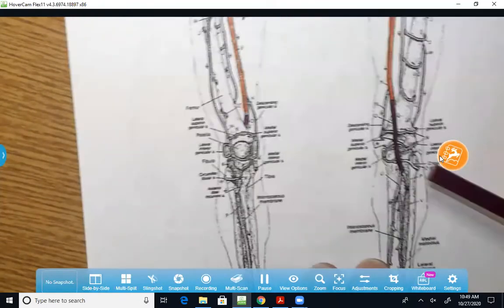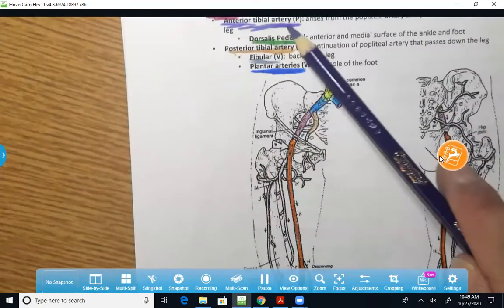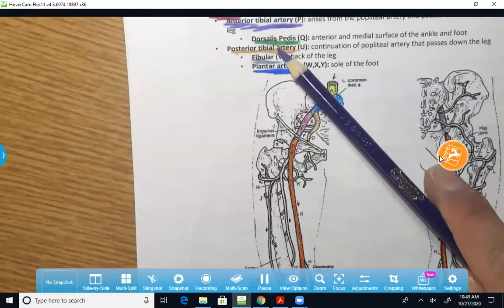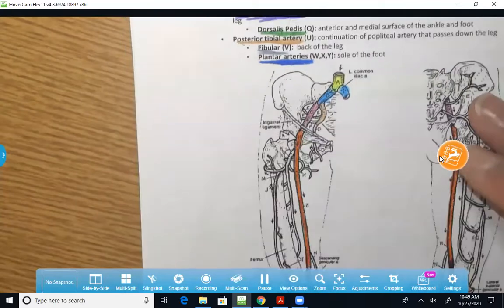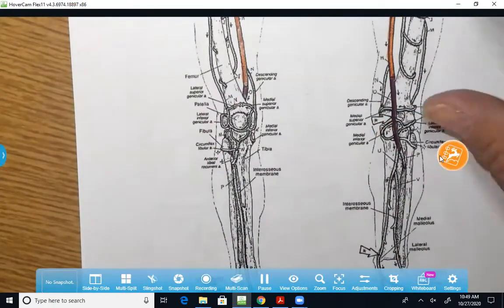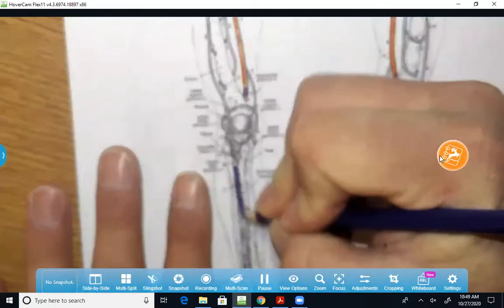The popliteal artery comes to a point where it forks. One of those forks is an anterior tibial artery. One of them is a posterior tibial artery. Guess which view you're going to find the anterior tibial artery in? Hopefully you can use your common sense, not too difficult. Letter P.